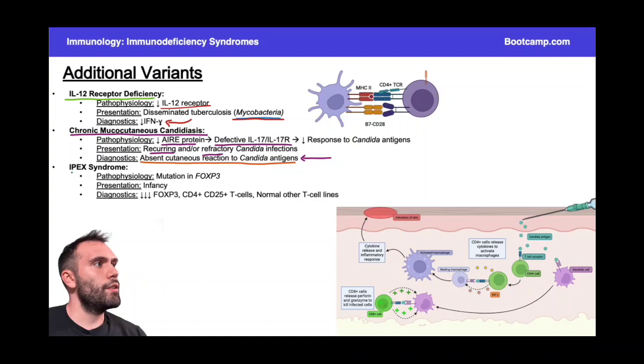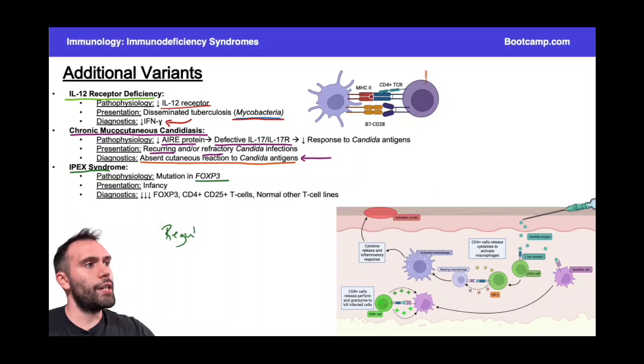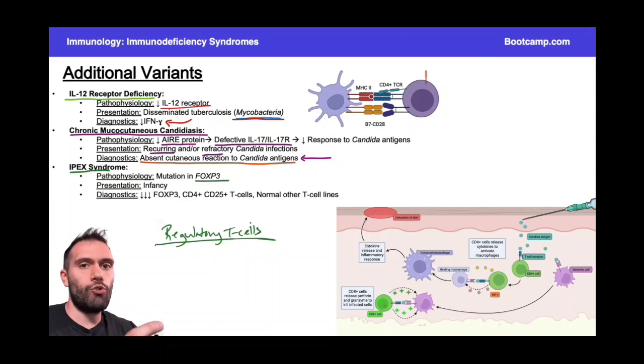Okay, last one, IPEX syndrome. So IPEX syndrome is due to a mutation in the FOXP3 gene. Now remember, we talked about this when we went through the T cell video. We said there's these certain cells, these are the regulatory T cells. And these regulatory T cells are going to kind of be the opposite of the inflammatory response. Essentially, these cells are trying to keep things under control. They don't want things to get out of control, is another way to think about it, right?